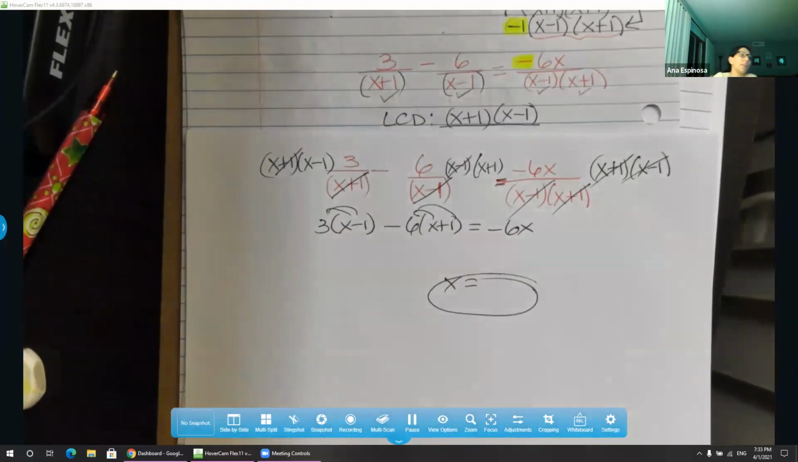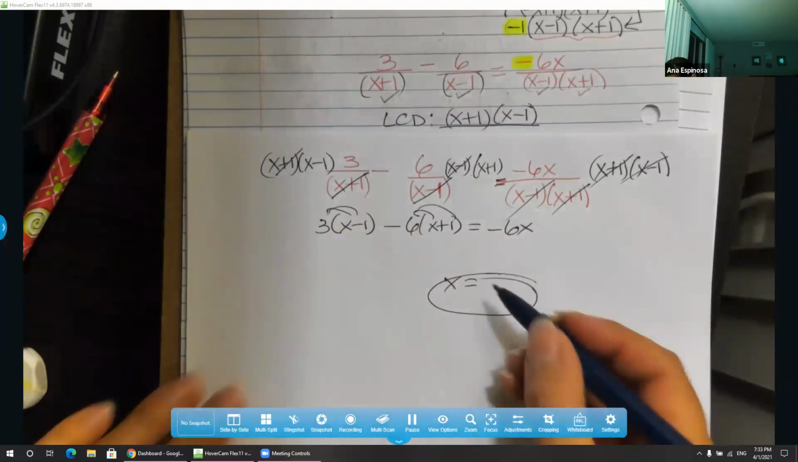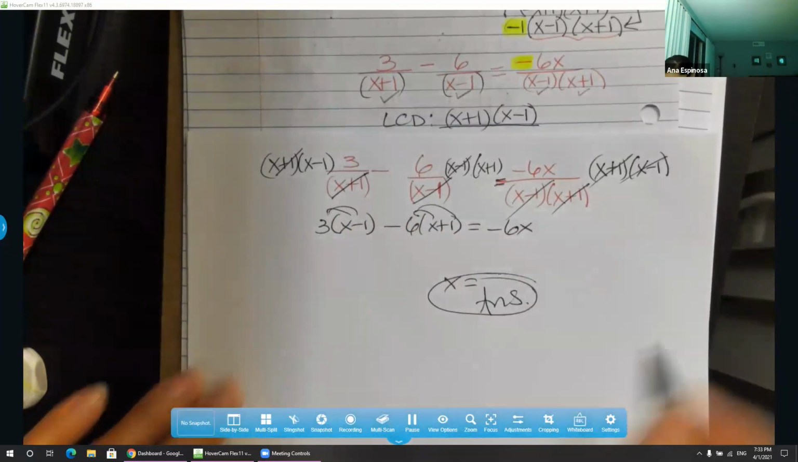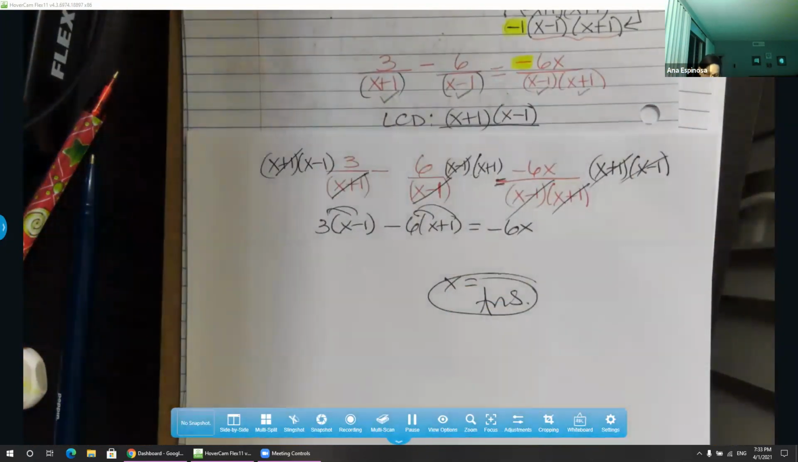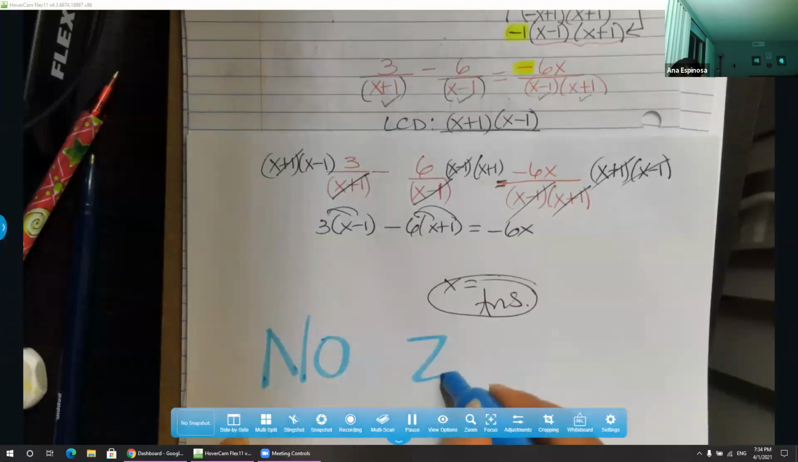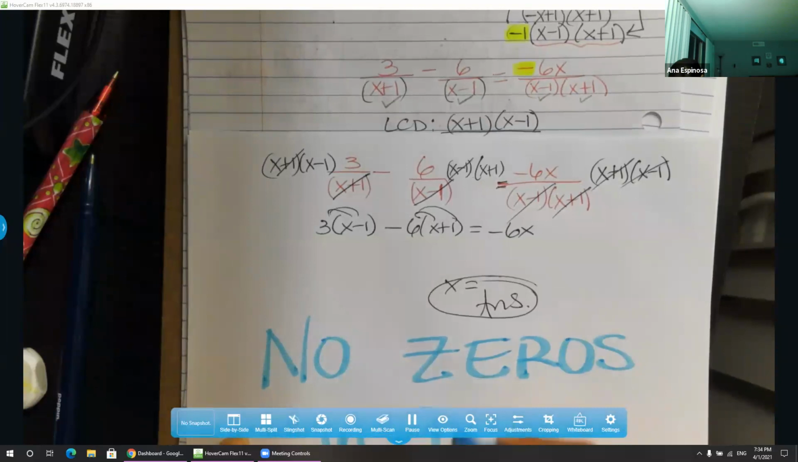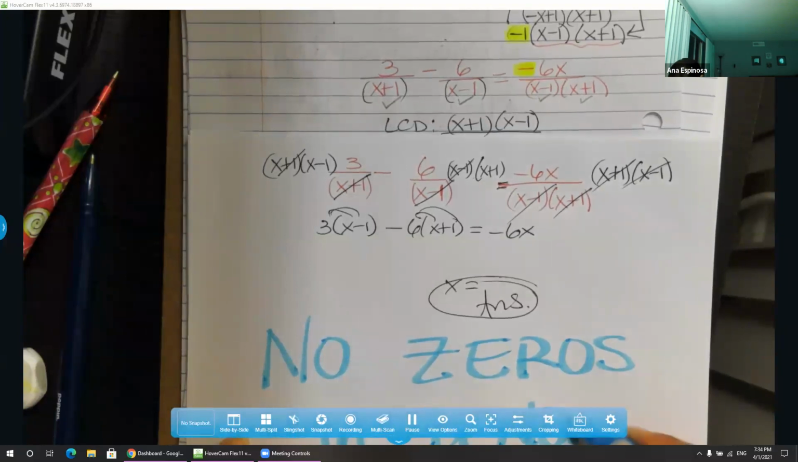Now, the thing you have to remember about 5.3 when solving these rationals is that you have to double check that whatever answers you get, and I wanted to say this at the end of the last problem, do not create zeros in the denominator. No zeros in the denominator.